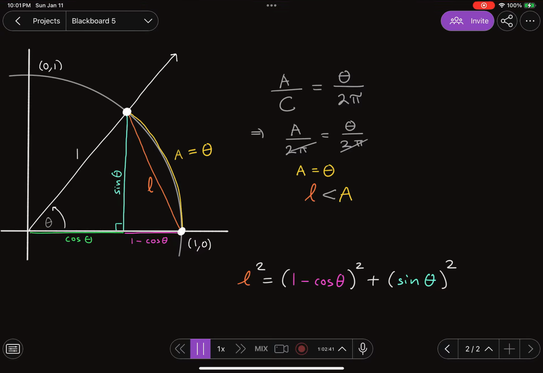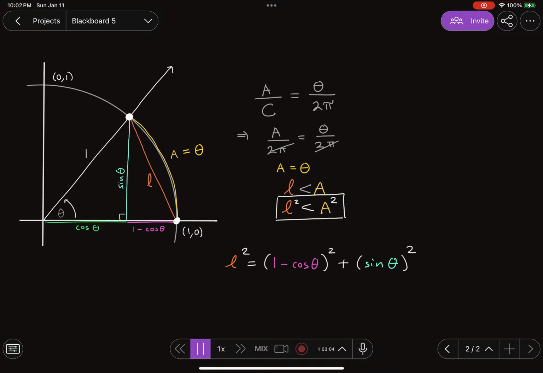Also, this says that L squared is clearly less than A squared. That's really important. That's something I'm going to have to use. But notice this is a positive value, and this is also a positive value. So this object is certainly bigger than sine of theta squared.